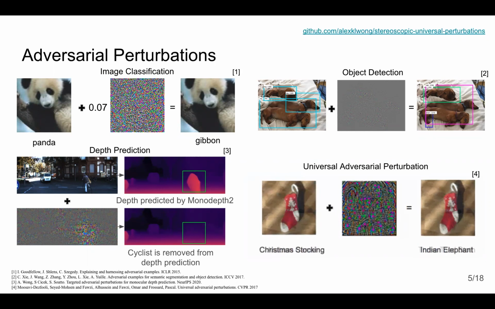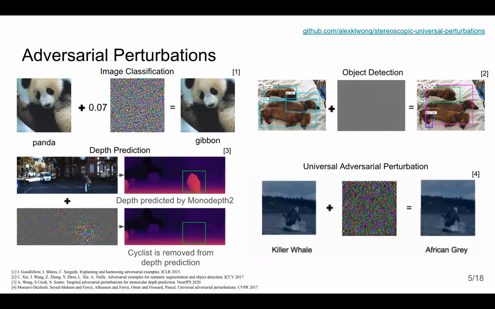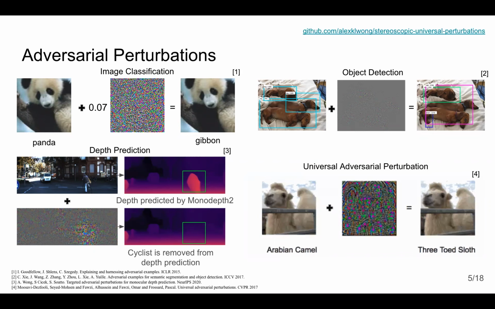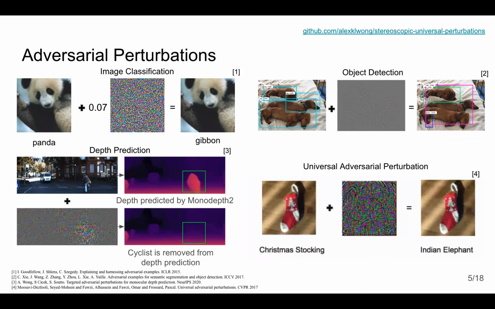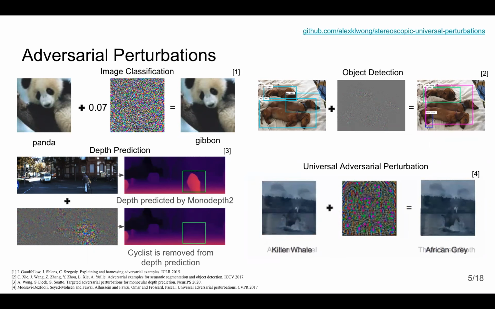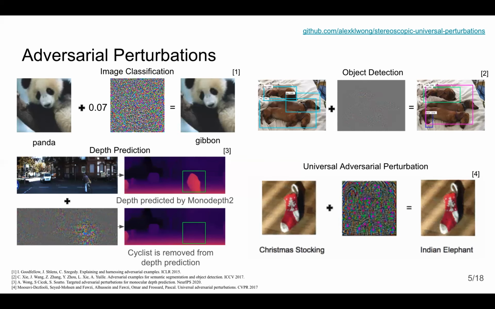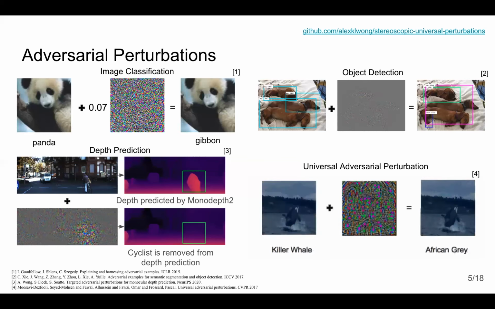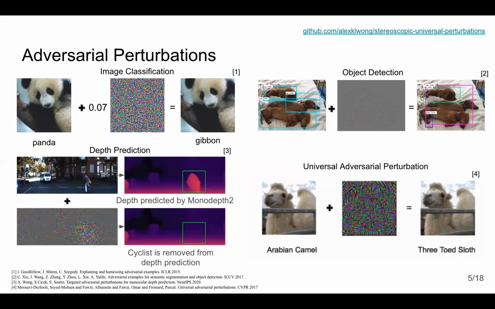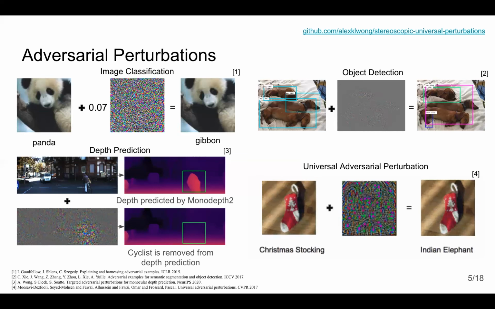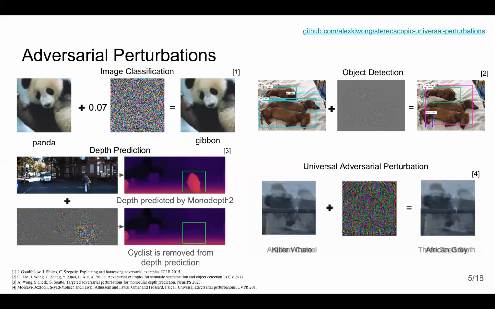We are interested in perturbations that not only affect a single image, but multiple images or even an entire dataset. These are often referred to as universal adversarial perturbations, even though they are typically universal to each image in a particular dataset and usually do not extend to different datasets. For example, on the bottom right, the same perturbation can cause a camel to be predicted as a sloth and a stork to be predicted as an elephant.